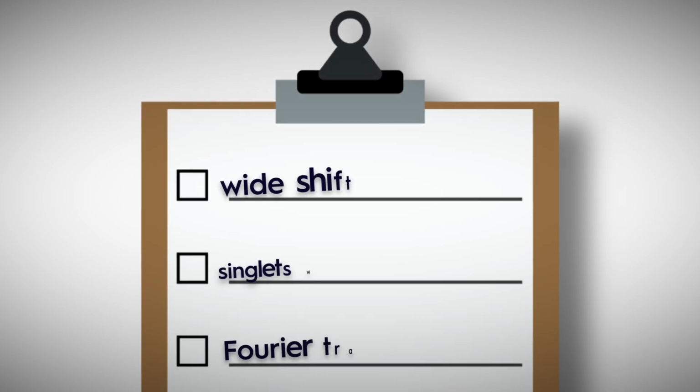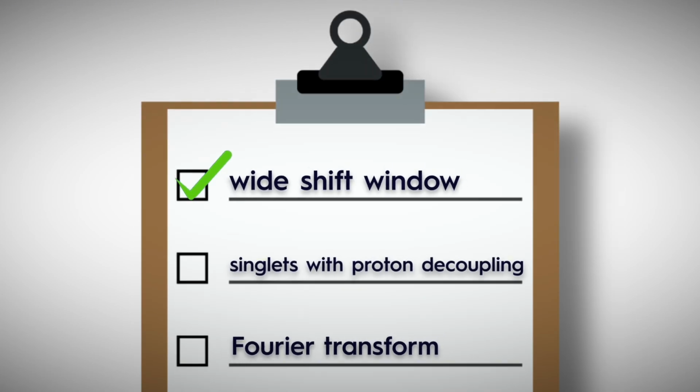So far, you have learned the wide shift window, why lines are singlets with proton decoupling, and how signal averaging with a Fourier transform brings out weak signals.